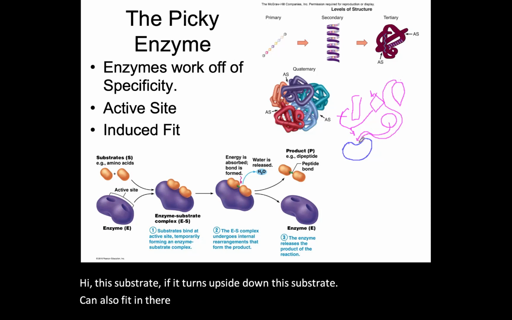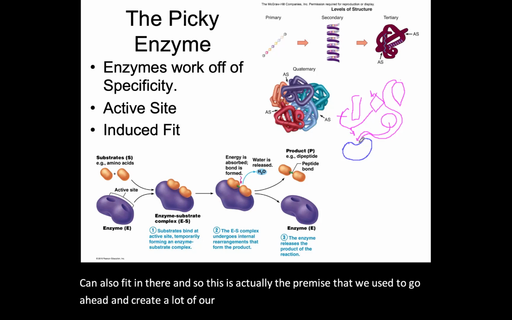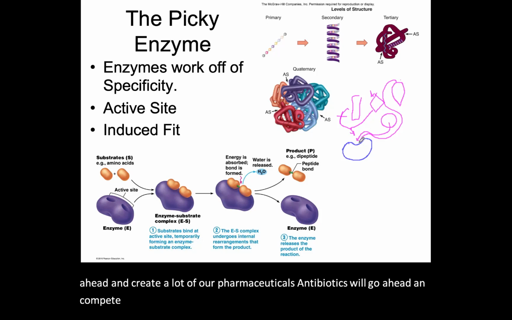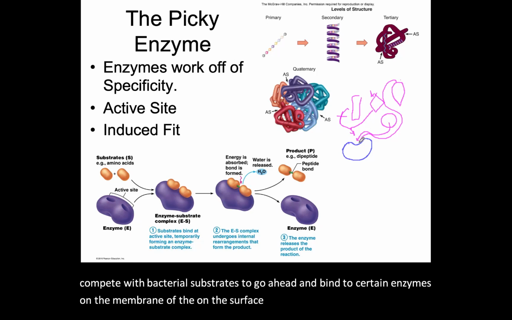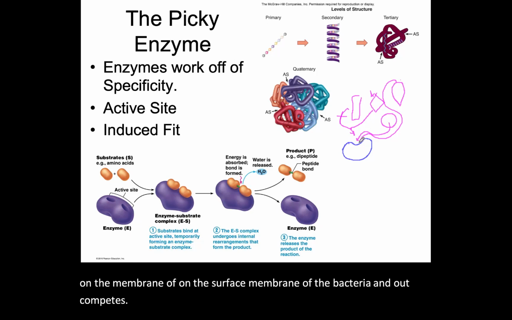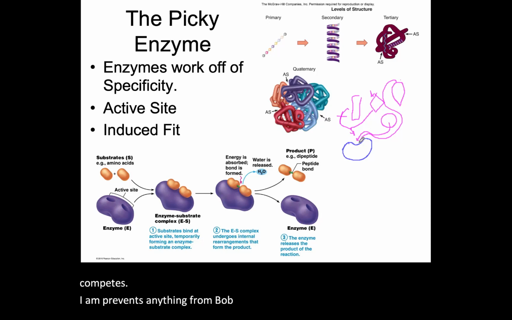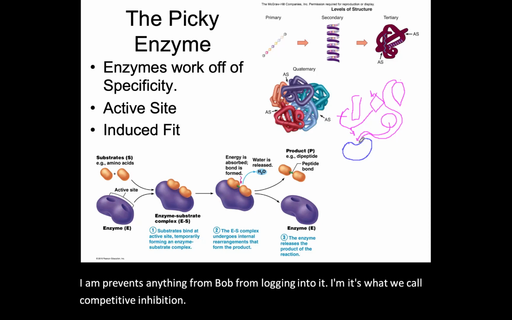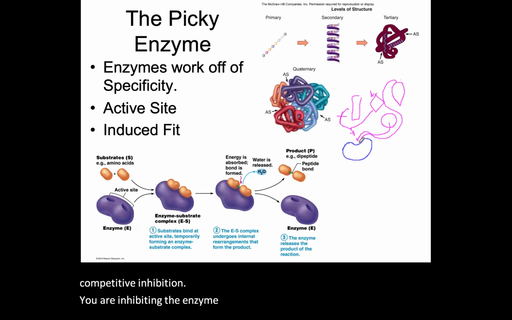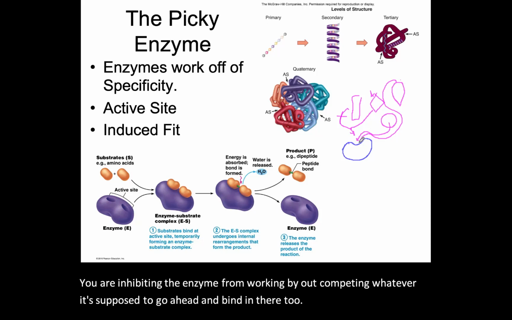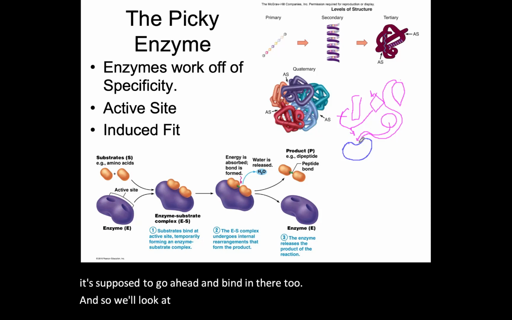And so this is actually the premise that we use to create a lot of our pharmaceuticals. Antibiotics will compete with bacterial substrates to bind to certain enzymes on the surface membrane of the bacteria. It outcompetes it and prevents anything from binding to it. It's what we call competitive inhibition. You are inhibiting the enzyme from working by outcompeting whatever it's supposed to bind to. And so we'll look at that a little more as well.